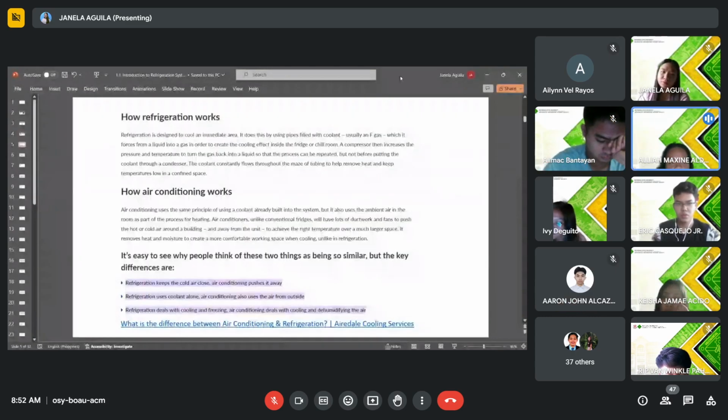Good morning po. Now po I will discuss how refrigeration and air conditioning works. First po is how refrigeration works. As we all know po, refrigeration is designed to cool an immediate area. And nagagawa po ito ng refrigerators by using pipes filled with coolant. Na yung coolant po natin ay usually F-gases or yung fluorinated greenhouse gases, which change from a liquid into gas to create the cooling effect inside the fridge.